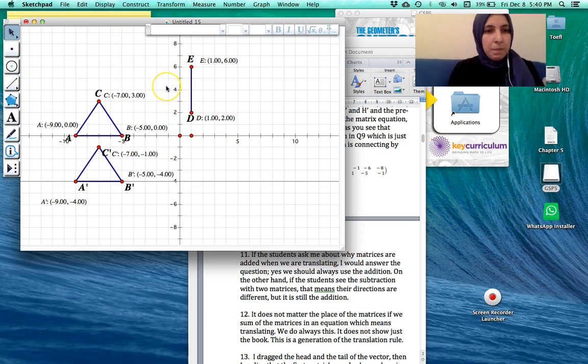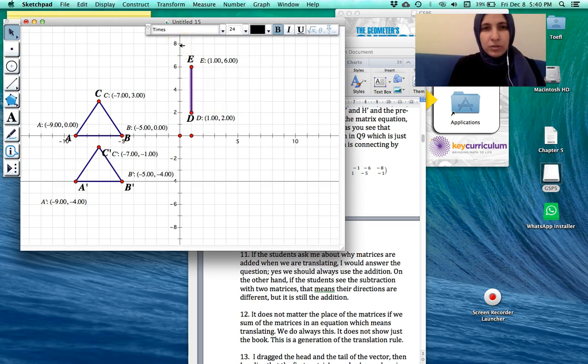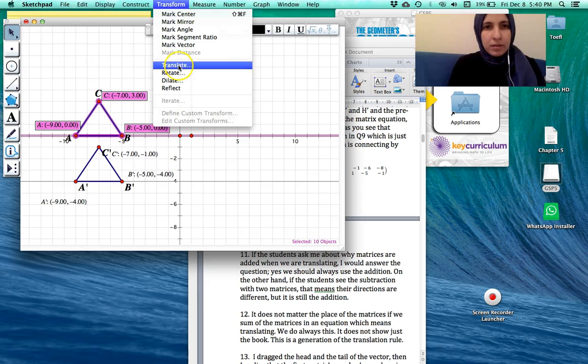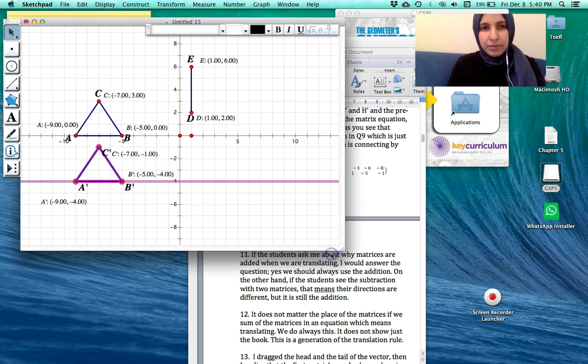And I dragged the head and the tail of the vector, and then translated. Translate E to F. Yes, I got this one. What about this one?